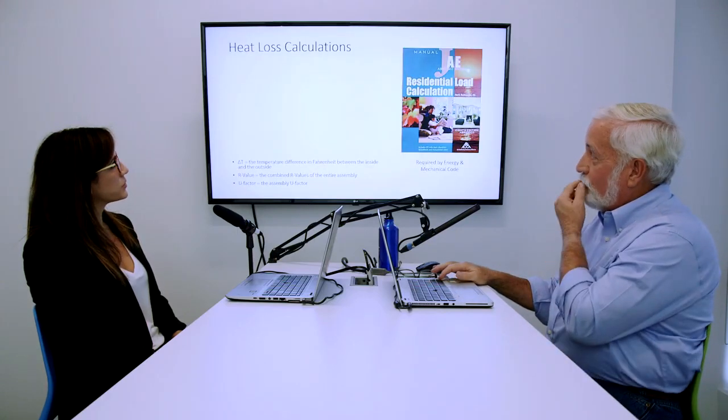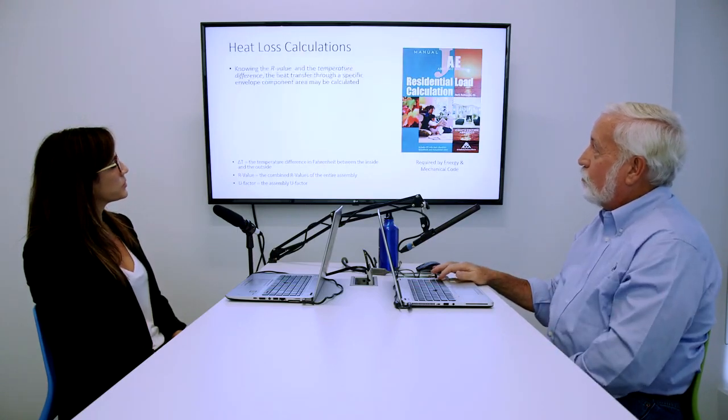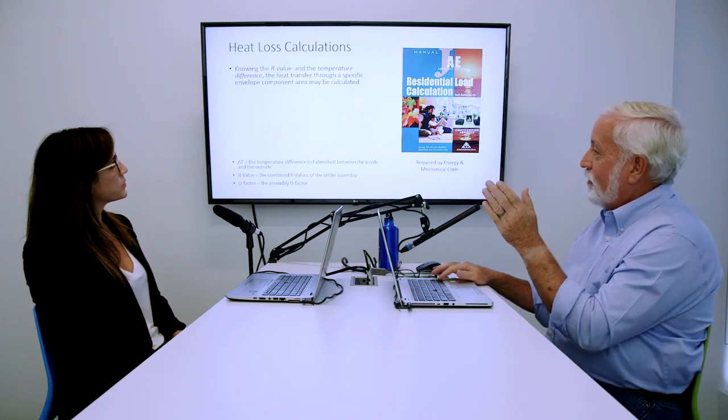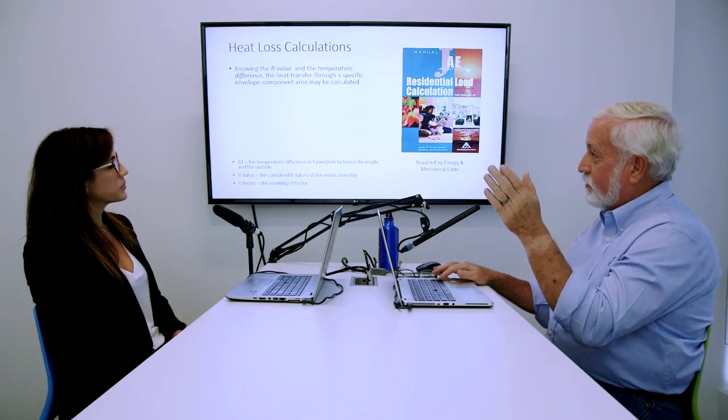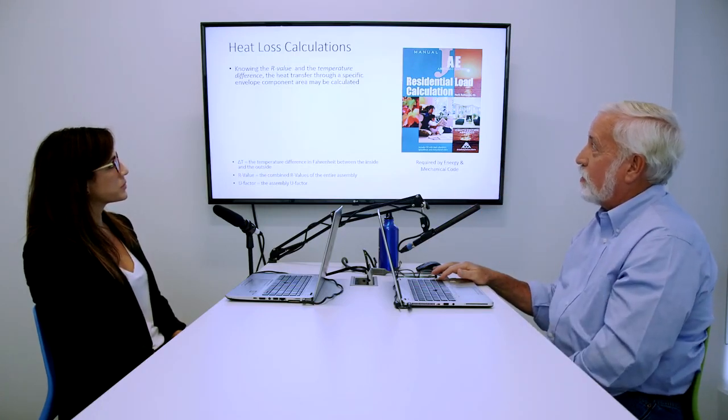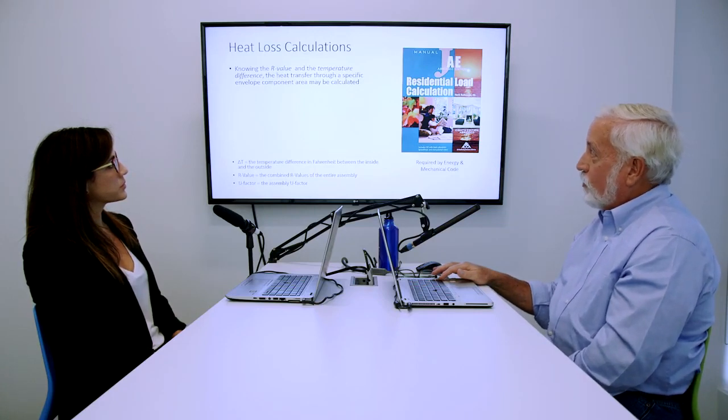So jumping to the heat loss calculation, we know the R value, and by knowing the R value, we know the U, because all we have to do is the math. So we can calculate the U based on knowing the R, and we know the temperature difference, then we can calculate heat transfer through a specific component.